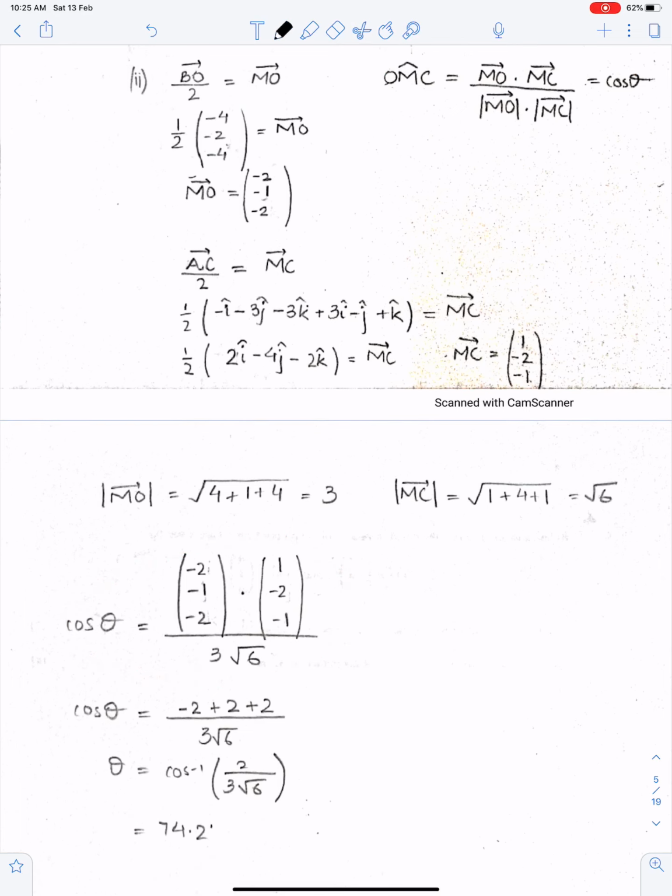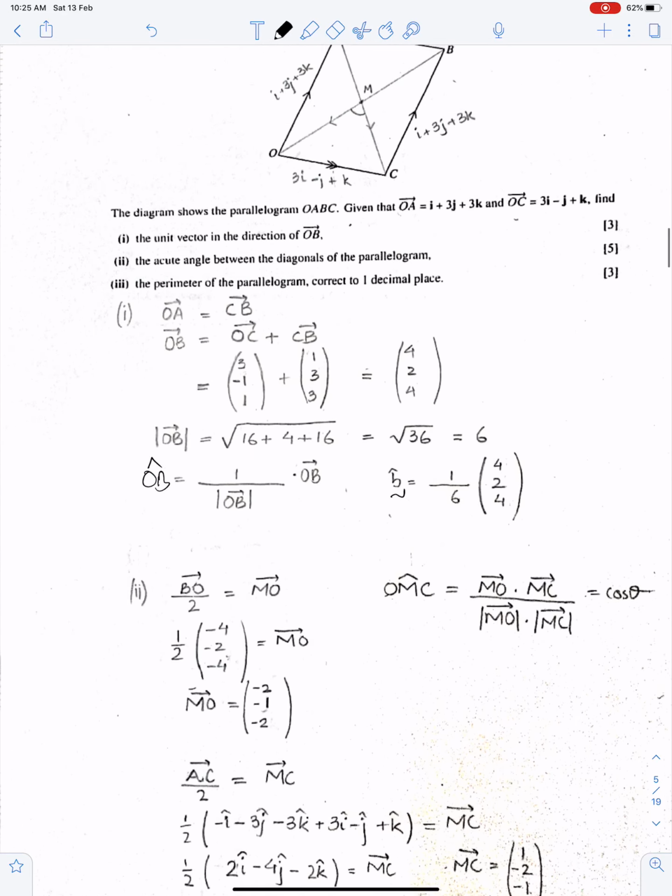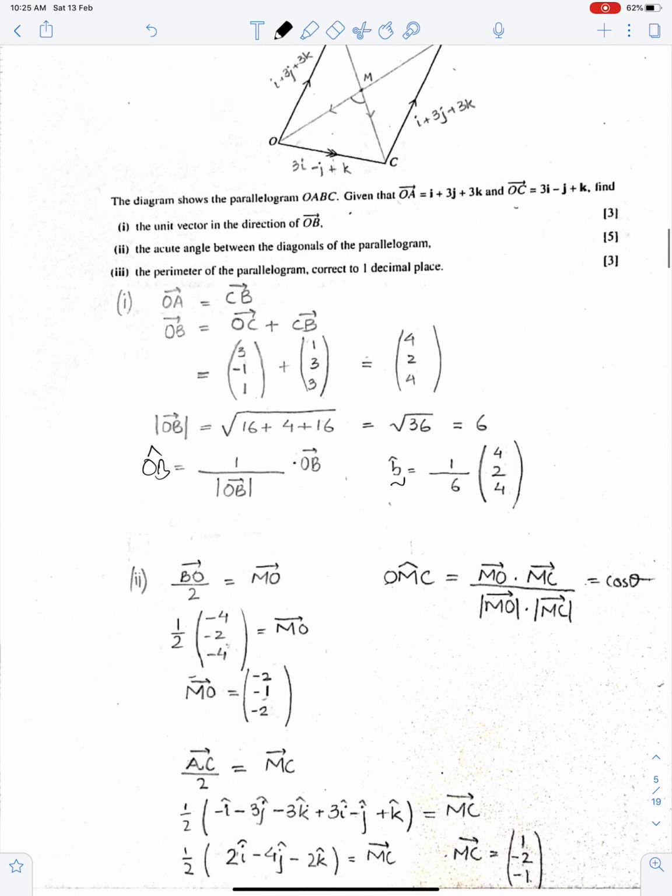And the other way is this, or you can use this formula, OB and CA.